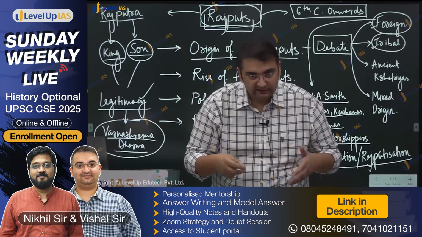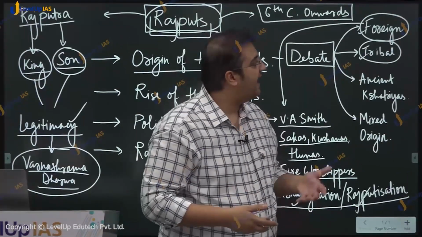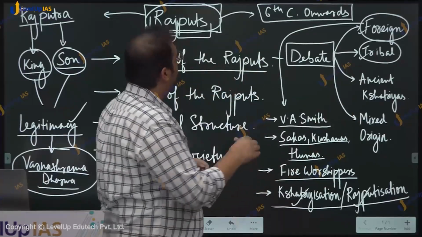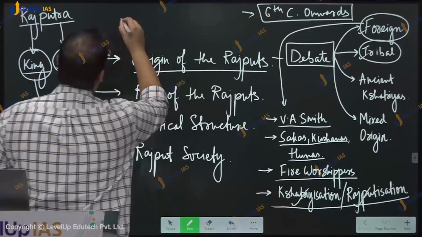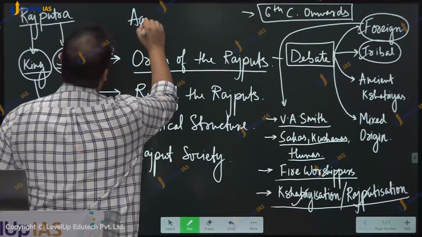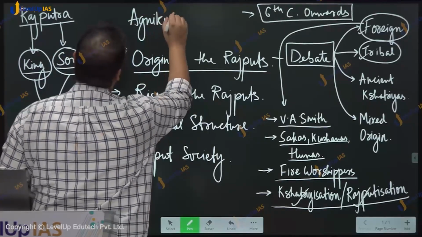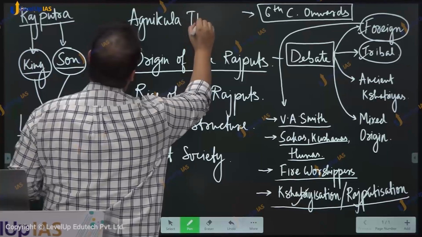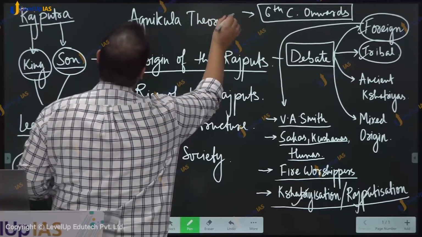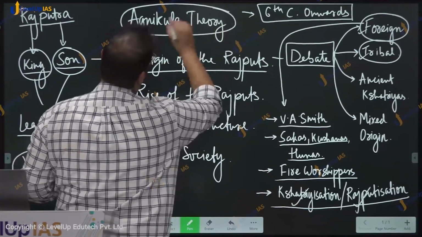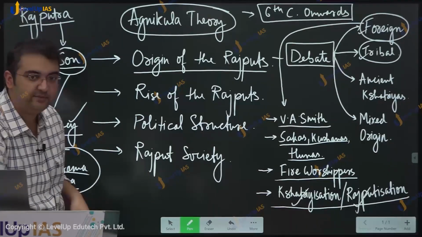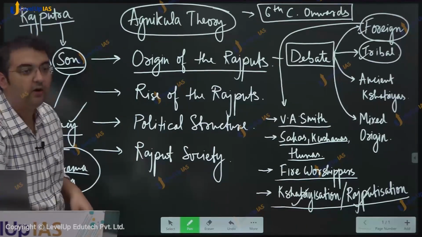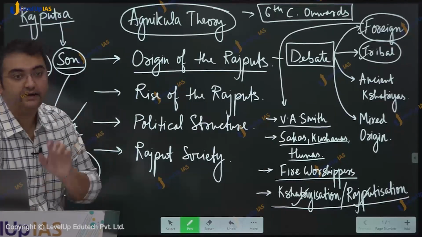to the performance of some yagyas, right? And hence, what you must have heard about the Agnikul theory of the origin of Rajputs, right? What does this state? It was first suggested by Colonel James Todd on the basis of bardic records.